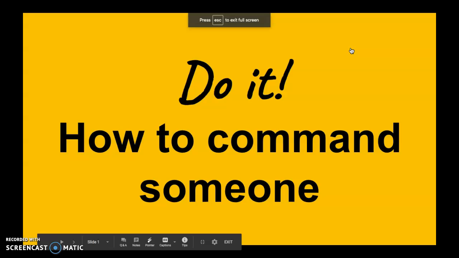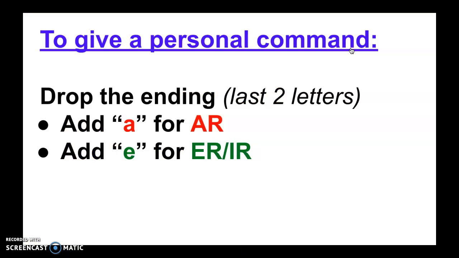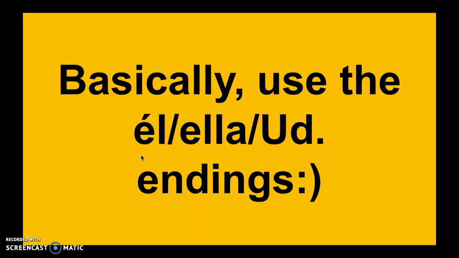Do it. How to command someone in Español. So to tell someone to do something, you drop the last two letters. You add A for AR verbs, E for everything else. So basically we're just using the he, she, or you formal ending in Español.